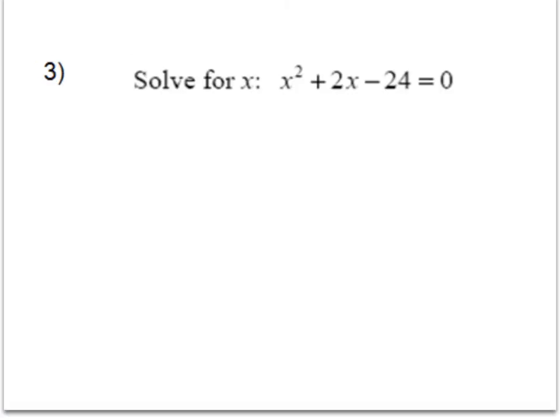Number 3, solve for x. So we're doing the exact same thing. Every single time they're just kind of asking us to do something different. Solve for x, find the roots, find the solution set, all meaning the same thing. It means factor it and set them equal to 0.